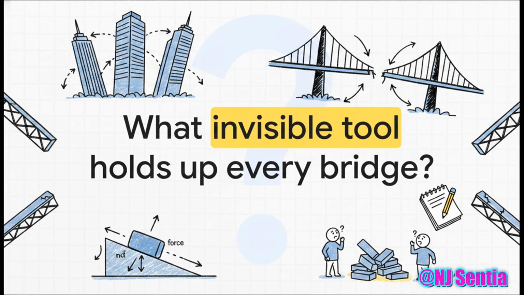The answer is a tool so fundamental that physicists and engineers point to it as the #1 reason undergraduate students fail mechanics. And getting it wrong in the real world has caused actual structures to collapse. It's called the free body diagram.